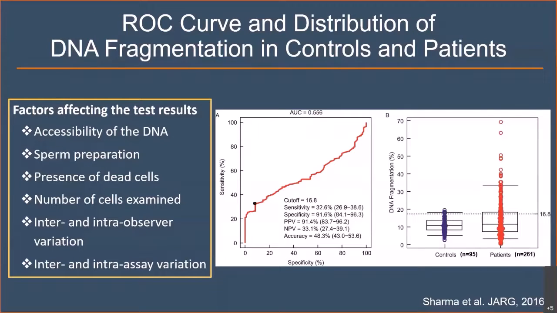The figure on the left shows the receiver operating characteristic curves, which allow us to establish the cutoff. In this case, it is 16.8%, as well as the sensitivity and specificity of the test. And the figure on the right shows the distribution of the DNA fragmentation in the controls as well as the patients. And as you can see from here, all controls have a value less than 16.8%, whereas the patients show DNA fragmentation ranging from 16.8% to as high as 40 to 60%.